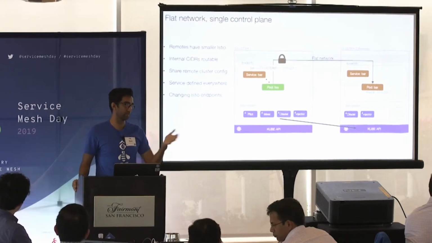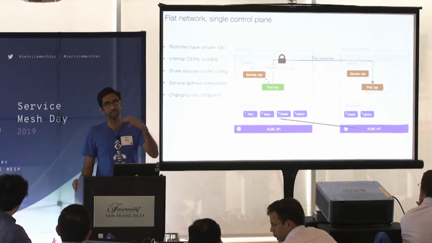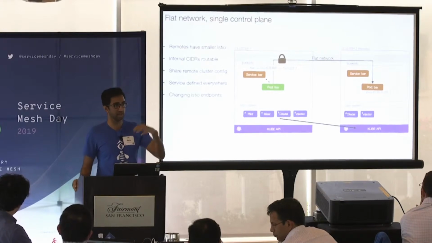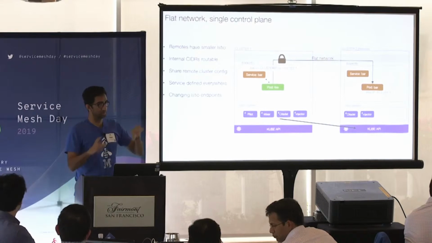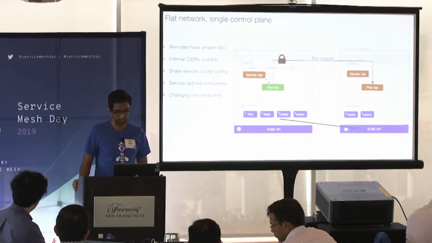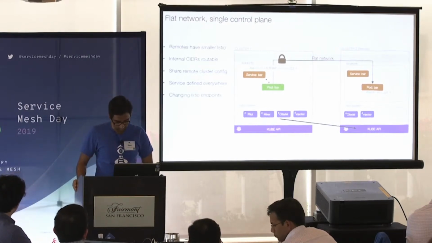And of course, you have that requirement of flat network. If you don't have it natively, you could use VPNs or NATs to set this up, but you'll still need to configure Kubernetes so that there's no overlap of any of the seeded blocks.